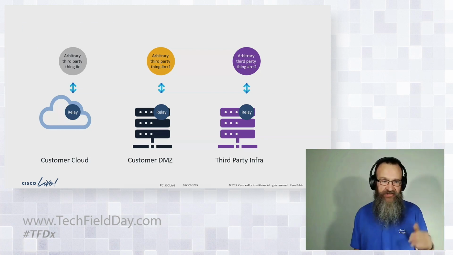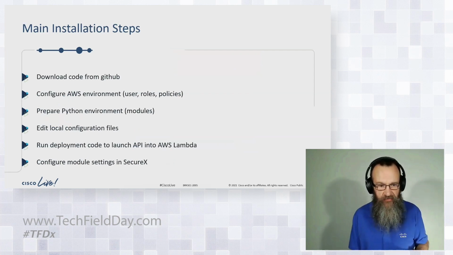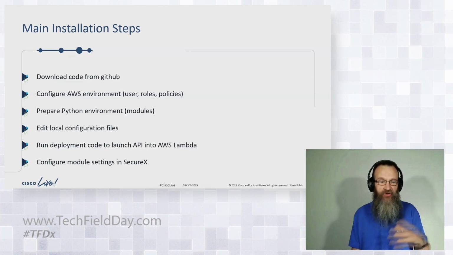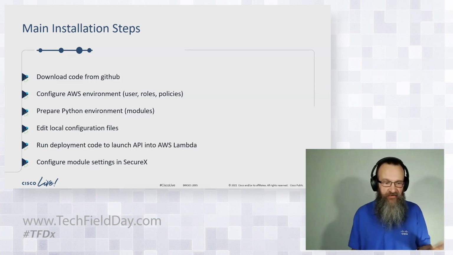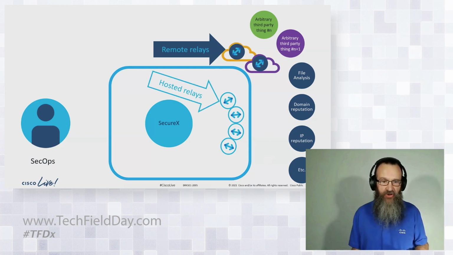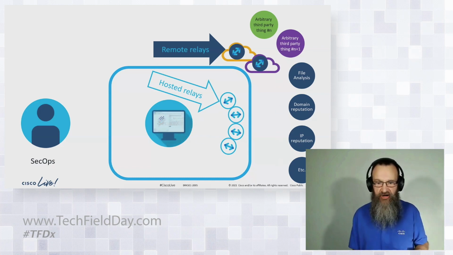To deploy one of these things, there are a number of steps. You download code from GitHub. You configure AWS if that's where you deploy it. You prepare your Python environment. You do a number of things, ending with configuring the module settings in SecureX to talk to all of that you've stood up, and then it works. You have these remote relays either hosted in your cloud or hosted in the vendor's cloud, and they become part of your SecureX operations. We've got the hosted relays inside the little box. And so the hosted relays and the remote relays all work in tandem to ferry these requests out to the different technologies and then bring the responses back.